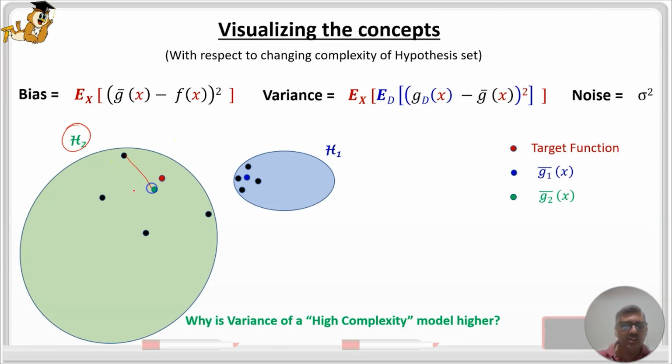Why have I drawn these black dots far away from these green dots for hypothesis set H2 as compared to H1? I mean, is this just something that I drew, or is there a reason why variance of a high complexity model is higher? Let us try to get an insight into the answer to this question. We are going to do that with some examples. We are going to obtain the answer to this question, or at least an insight into this question, with some examples.